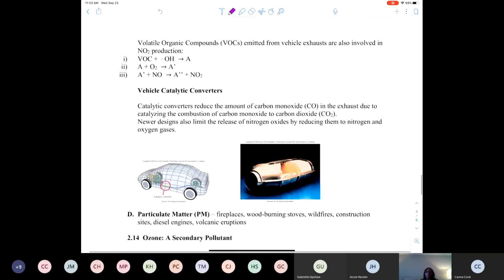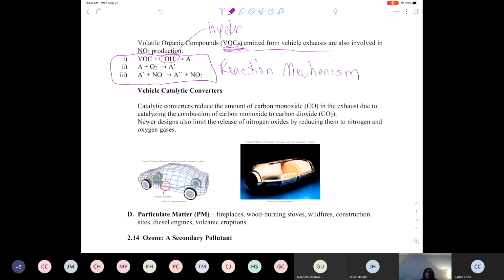Another compound that's emitted from vehicle exhaust are called VOCs, volatile organic compounds. They're also involved in NO2 production, as shown by this reaction mechanism here. And there are 3 steps to this mechanism that involves the VOCs reacting with a hydroxide radical to form intermediate compound A, which reacts with oxygen in step 2 to form intermediate compound 2, which goes on to react with NO to form the NO2 pollutant.